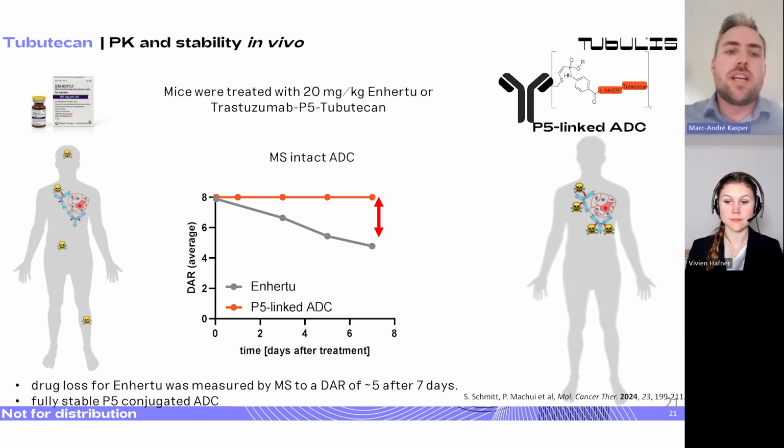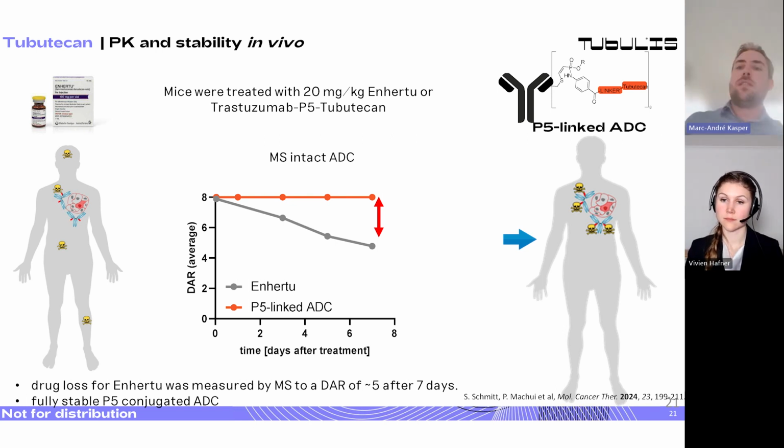We just injected mice with the 2 substances and checked also the drug-to-antibody ratio via mass spec over time. And here we also see that Enhertu really also in an in vivo setting loses its payload while we are fully stable. So Enhertu, if you remind, or if we go back to our human scheme here, rather looks like this, that the toxin doesn't really get transported to the site of action, but it's lost during the circulation, where the Tubulis ADC directly brings the payload where it belongs to the tumor.